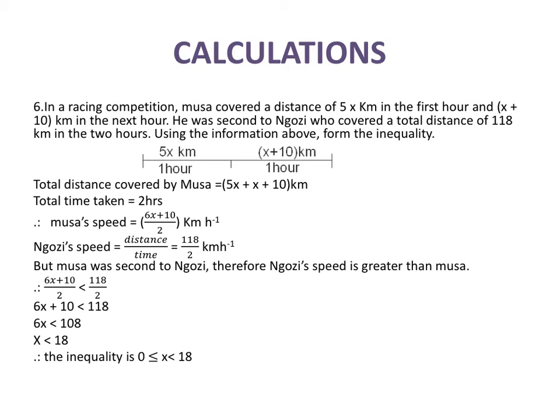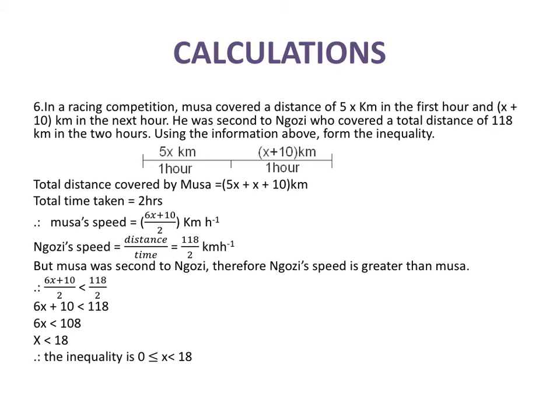We see the diagram there, 5x kilometers, the first part. The second part is x plus 10 kilometers. Total distance covered by Musa gives you 5x plus x plus 10. Total time taken is 2 hours. Musa's speed is 6x plus 10 over 2 km per hour. Ngozi's speed is distance over time, which is 118 divided by 2 km per hour. But Musa was second to Ngozi. Therefore, Ngozi's speed is greater than Musa's. Therefore, 6x plus 10 divided by 2 is less than 118 divided by 2.